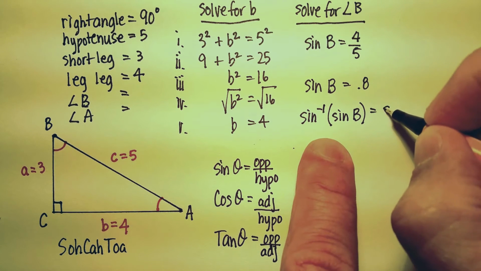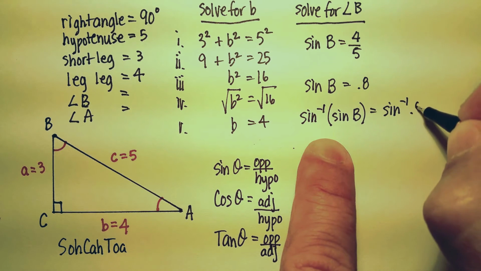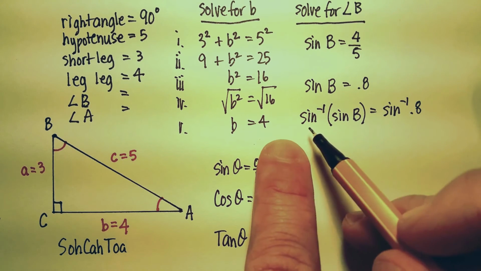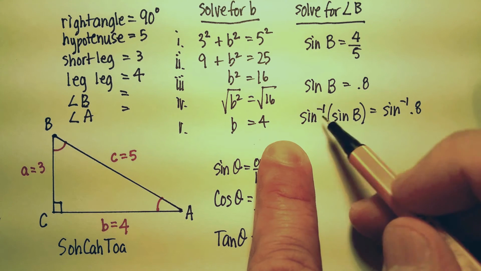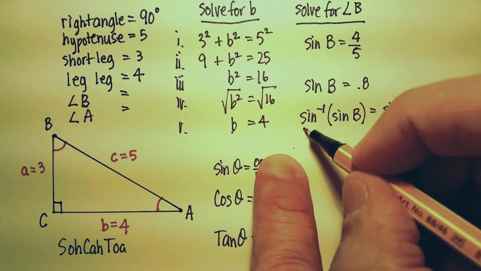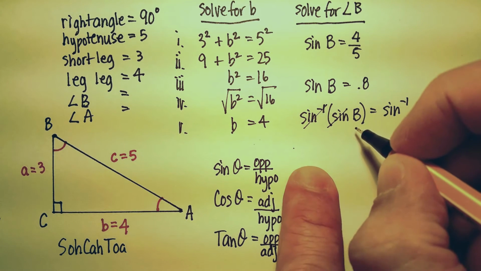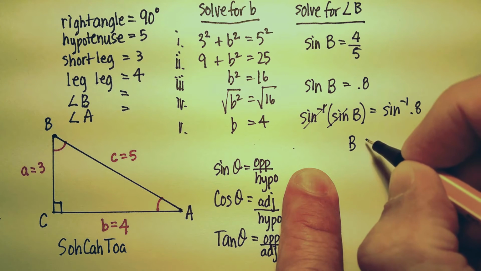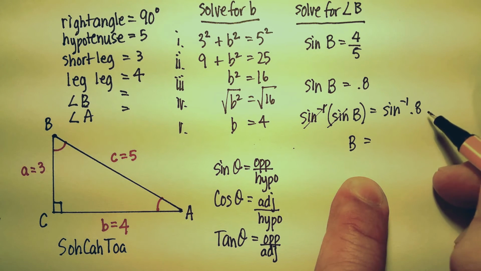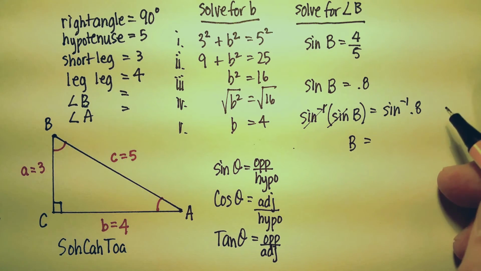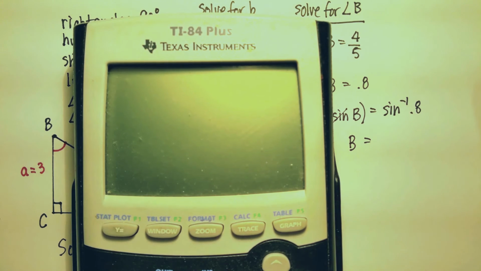And then I'm going to multiply this side by the same thing. Now, whenever you multiply by an inverse, if you remember your algebra, it always cancels out to 1. So basically what I'm saying is that the angle B should be equal to the inverse sine of 0.8. Now this is where I need my calculator. So let's bring it up.